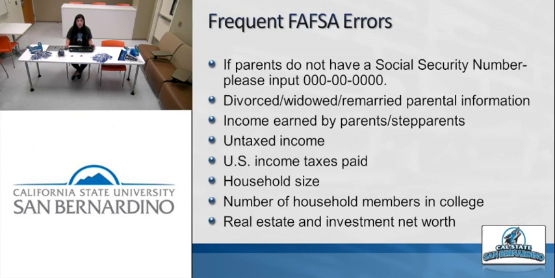Sometimes students don't put untaxed income. Sometimes the income taxes paid is incorrect. The household size: sometimes we will also see that the students are not including other siblings that live in the home, which you want to make sure you include if your parents support them more than 50% of the year. And the number of household members in college: any dependent that your parents support or you support, if they're going to college, you want to make sure you include them in the number of household members in college. And then also the real estate and investment net worth. If your parents own any real estate or investments, you want to make sure that the total net worth is included on the application.